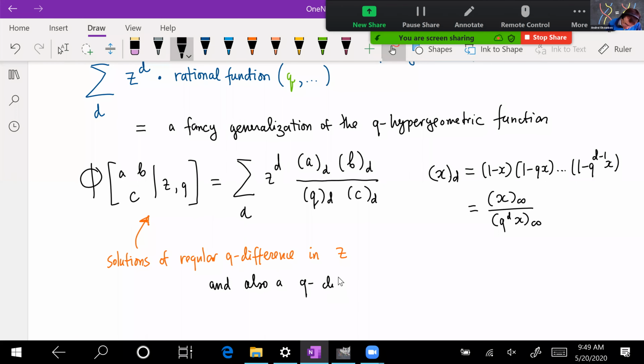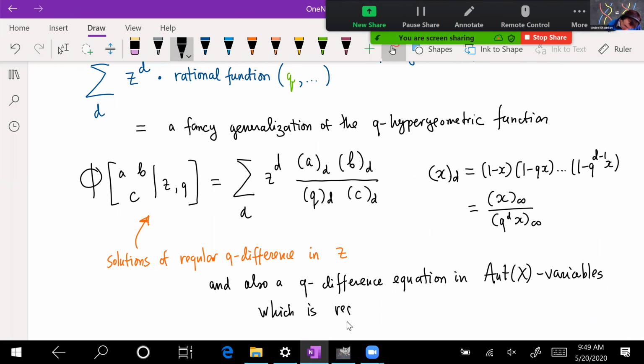A Q difference equation in the automorphisms of X variables, which is regular in the variables that preserve the symplectic form. So that's a subgroup here.